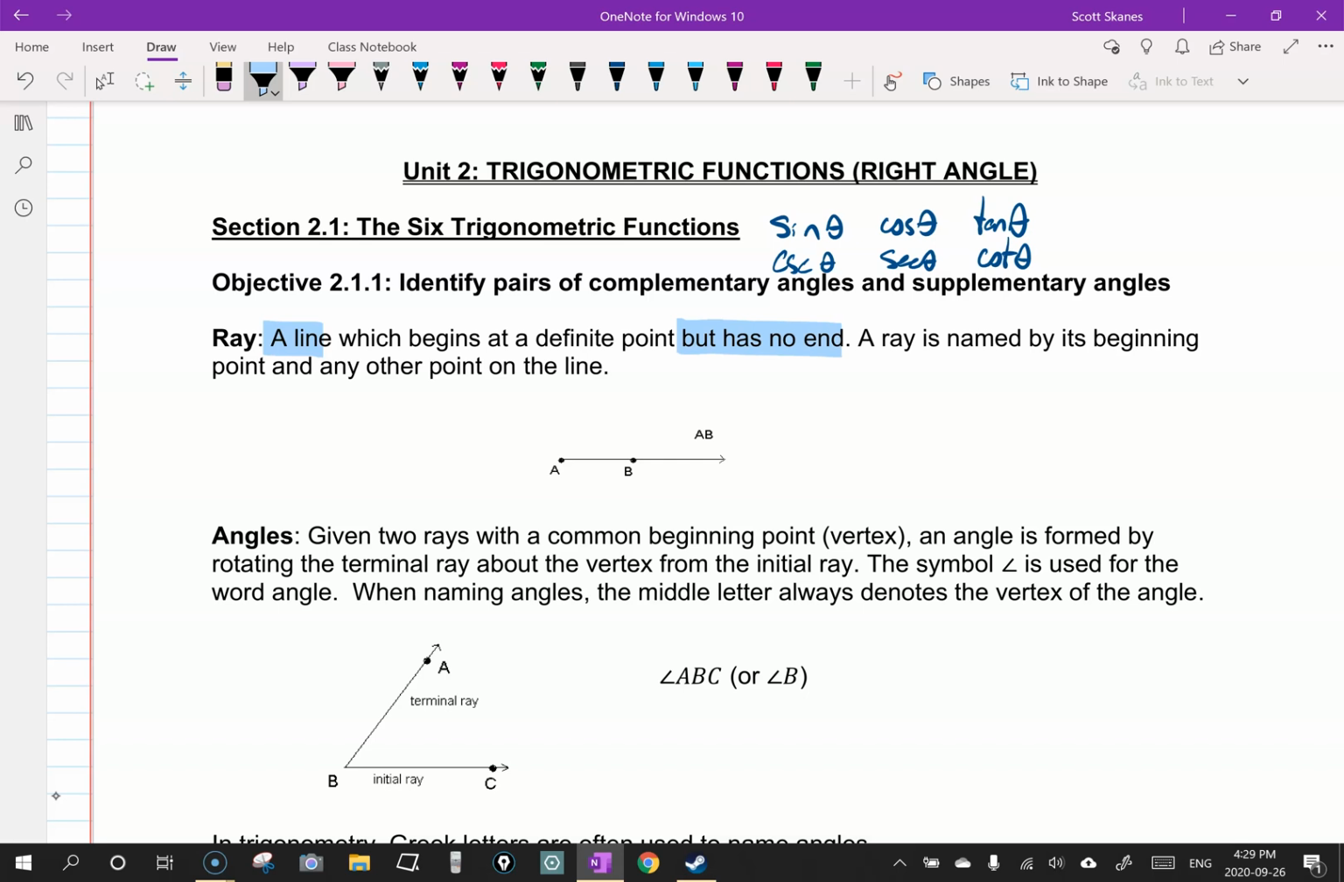A ray is named by its beginning point and any other point on the line. So you can see in this diagram, it has some points starting at A, and then it continues out on forever. In fact, it could go on forever. There's no set size of this line, but another point on the line here is B. And so again, it can go on forever, but it's saying that it's crossing through the point B, which is why the ray is called the ray AB.